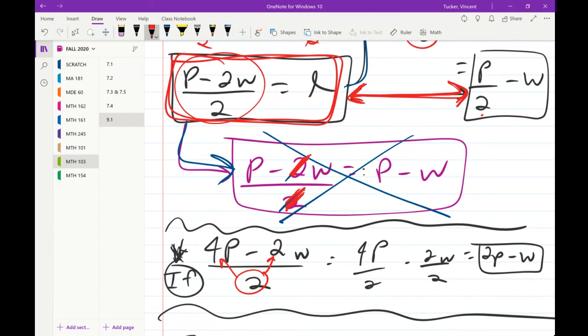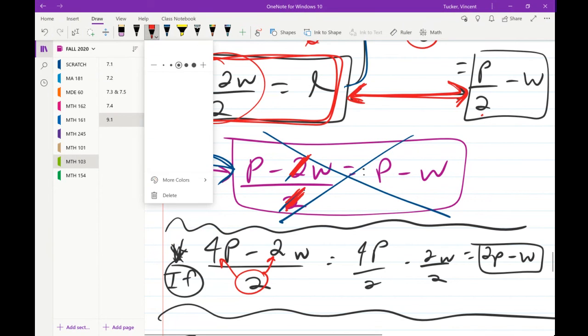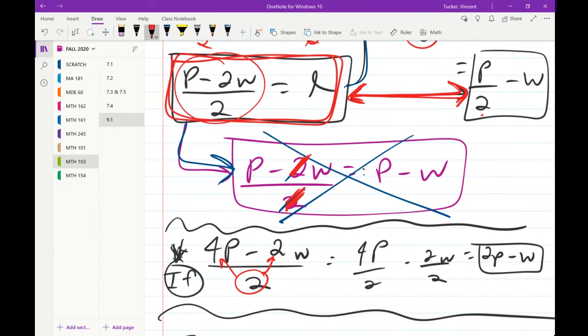The 2 can go into both terms. So you break it up: 4P over 2 minus 2W over 2. 4 divided by 2 is 2P. 2 divided by 2 cancels out, leaving you with 1, so that would just be minus W. That's the difference between when you have to reduce this type of expression and when you do not. The bottom number has to be able to go into each term if you are expected to reduce.